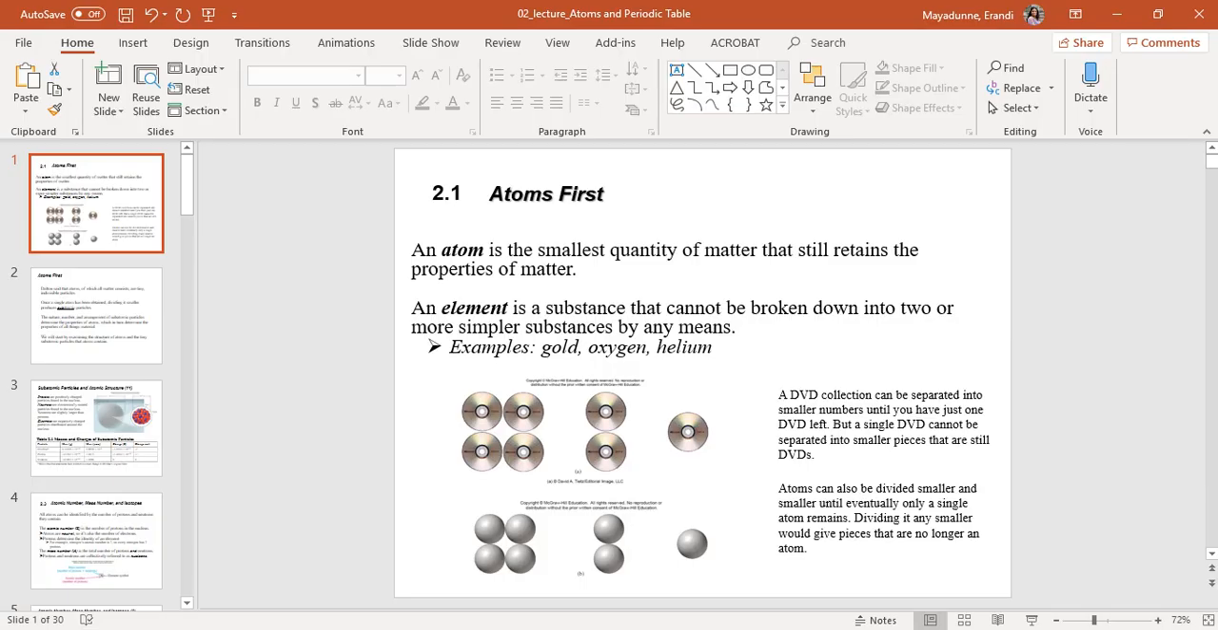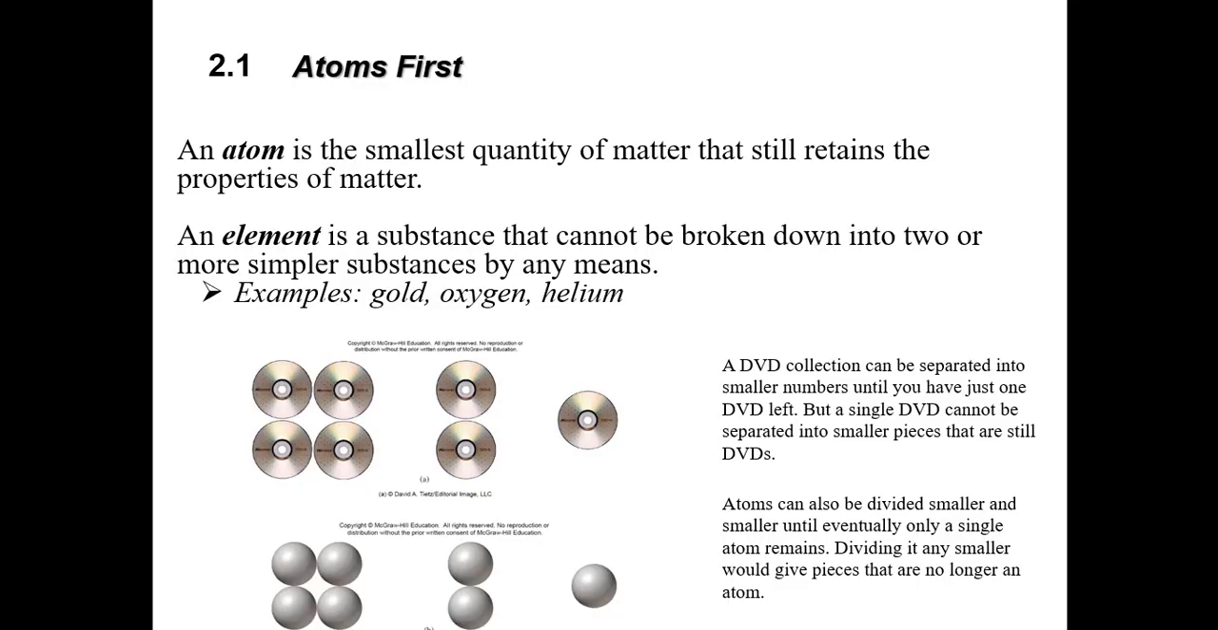Hi students, I thought to discuss chapter 2. In chapter 2 we talk about atoms. What is an atom? An atom is the smallest quantity of matter around us. Everything you see is matter. A single speck of dust has millions and millions of atoms in it.